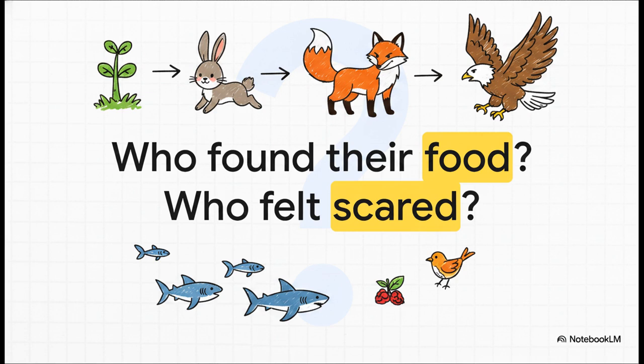Once the mingling wraps up, the teacher brings everyone back to their seats and asks these really fantastic framing questions. Things like, who found their food? And who felt scared because someone wanted to eat them? As the students shout out their answers, the teacher is up at the board, drawing the connections and visually mapping out the complete food chain. The beauty of this is that by the time the actual textbook lesson begins, the students already deeply understand the core concept, because, well, they literally just lived it.